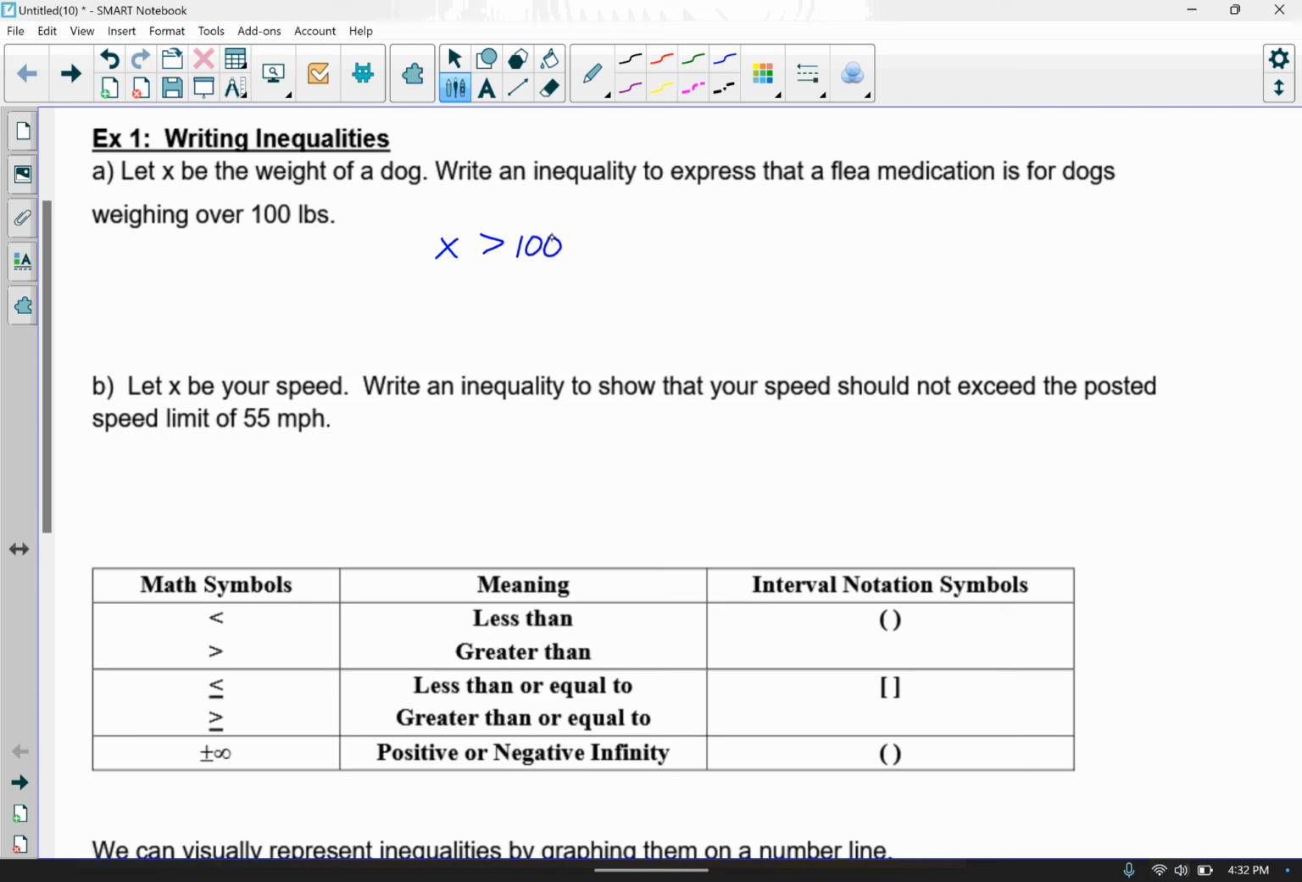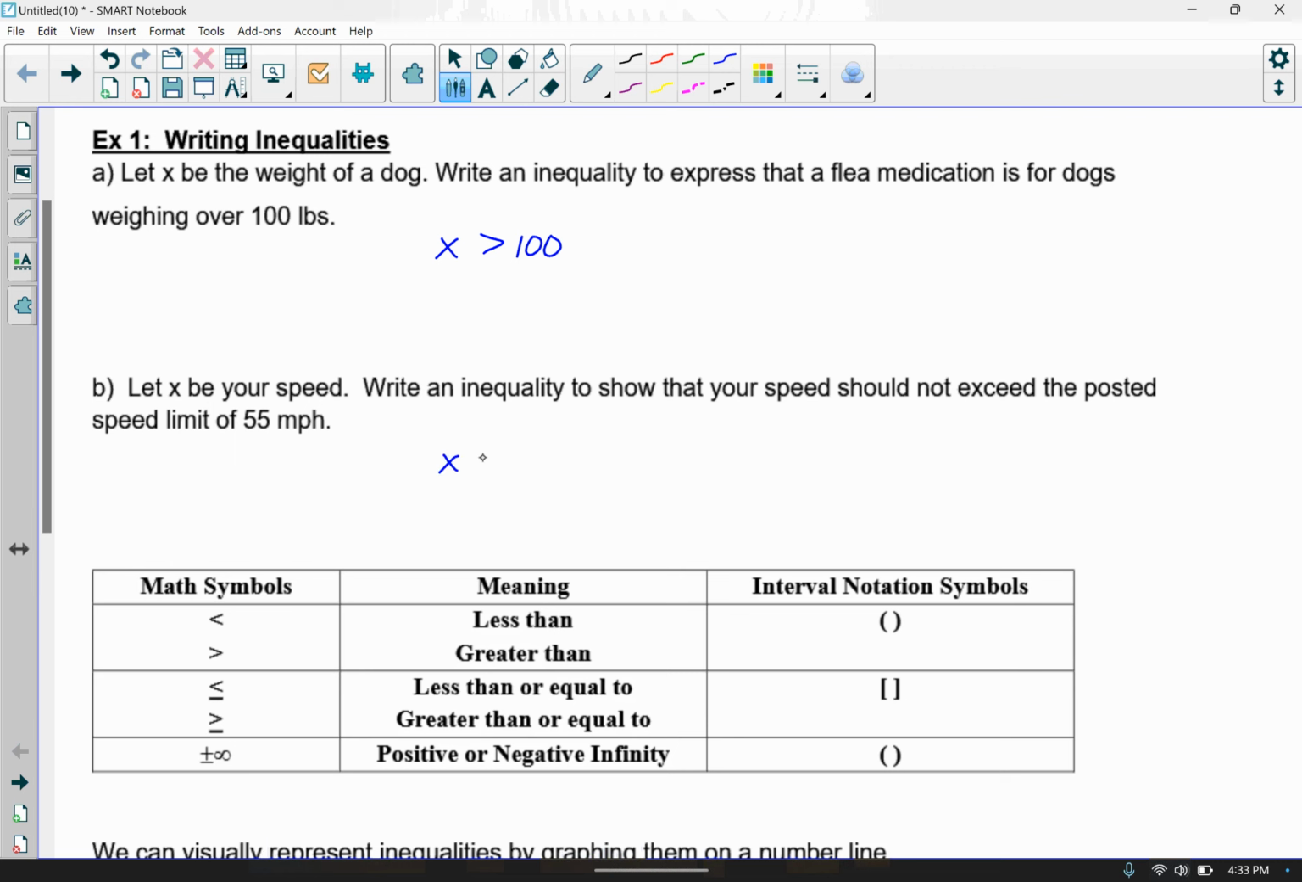If you want to try B on your own, just pause the video. Otherwise, I'm going to go ahead and do B here. It says here, let x be your speed. Write an inequality to show that your speed should not exceed your posted speed limit of 55 miles per hour. So that means then your speed should be less than or equal to 55.